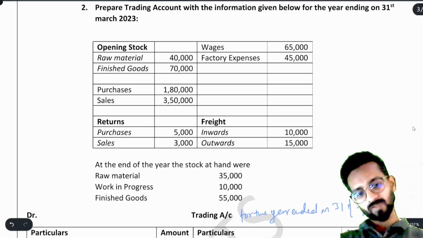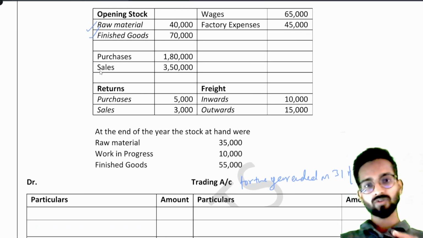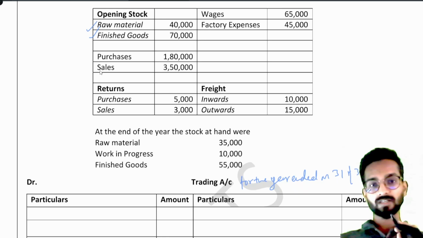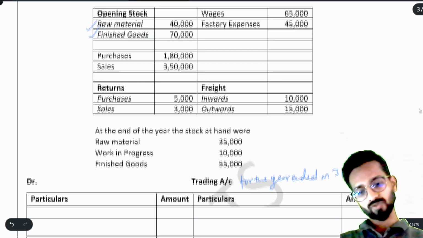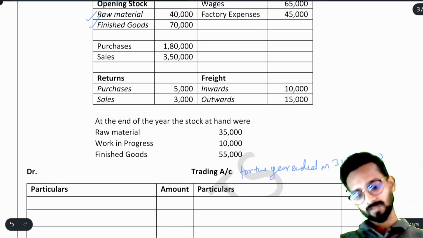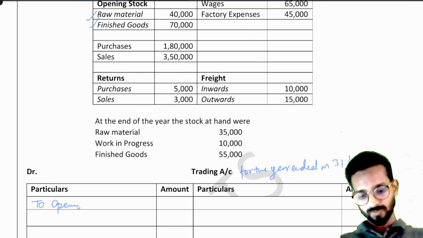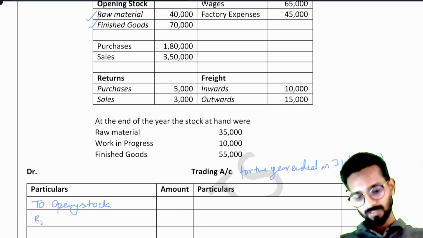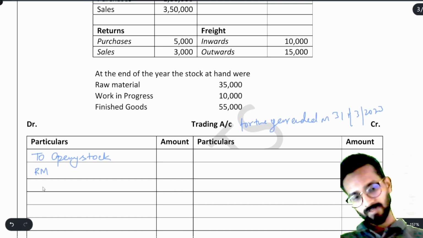Now, what is the information given? First information is opening stock. In opening stock, they have given raw material and finished goods. So, when it is raw material and finished goods, you can think that it might be talking about a manufacturing unit. Okay. 40,000 and 70,000. So, you can write here, to opening stock, raw material and finished goods.